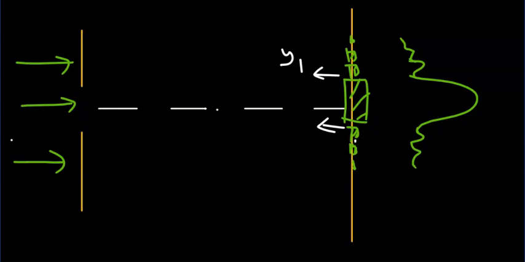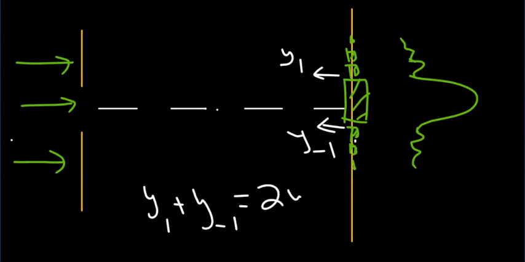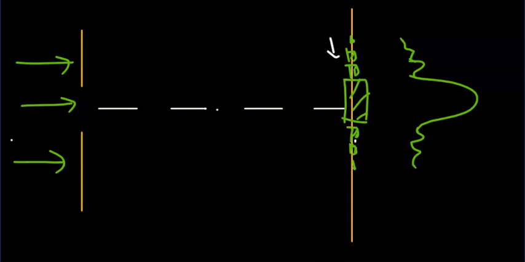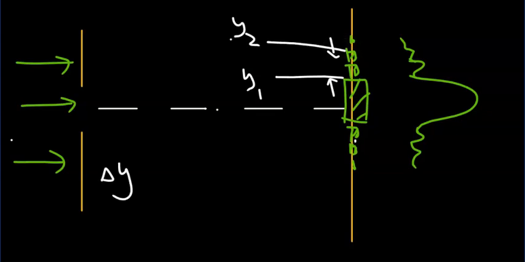So if you want to determine the width of the central bright, you need to determine that distance. If this is y1, this is y minus 1, all you have to do is to take y1 plus y minus 1, and since these are the same, it is quite simply 2y1 or 2y minus 1. That would give you the width of the central bright. If you want to determine the width of the next bright pattern, since this is y1 and that is y2, the width of the next pattern is quite simply y2 minus y1, and so on.